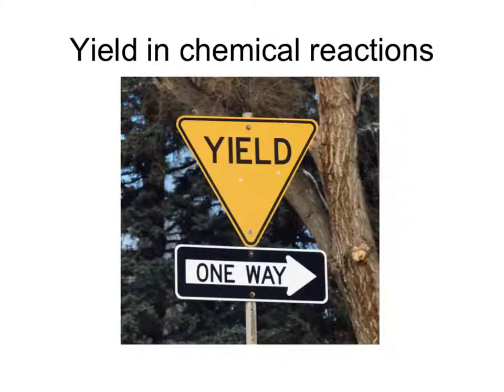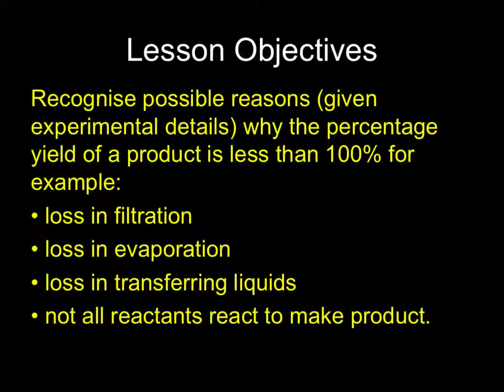This tutorial is all about the idea of yield, in other words, how much product we get compared with how much we expect to get in a chemical reaction. You might be expected, according to the specification, to recognise why we don't get 100% yield in a chemical reaction, particularly if you're given some experimental details in an exam question.